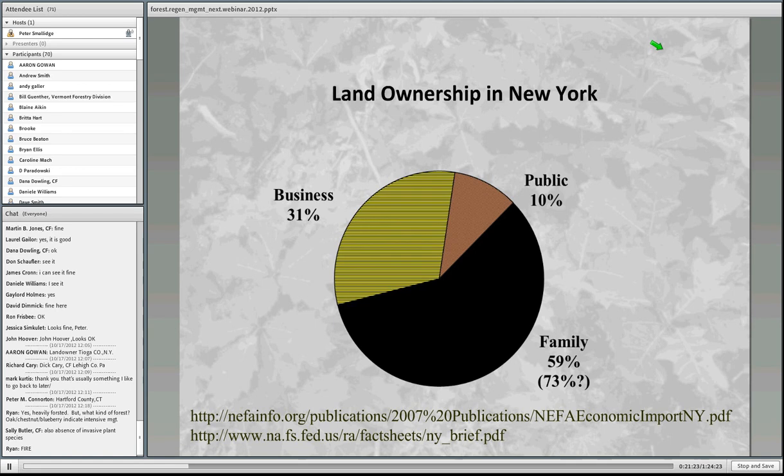I have two different statistics that I've seen, and so the references for both of those relative to family ownership are listed at the bottom. The Northeastern Association of State Foresters, the NEFA info, that first link, reports 59% ownership, and then a Northeastern Area Forest Service publication reports a 73% family ownership. So whichever of those it is, between 60 and 70% is going to be family owned. And that's in striking contrast to other parts of the country, in the West, for example, where you may have a much greater dominance of public lands, or in some parts of the Northeast where there might be more industrial or investment ownerships.